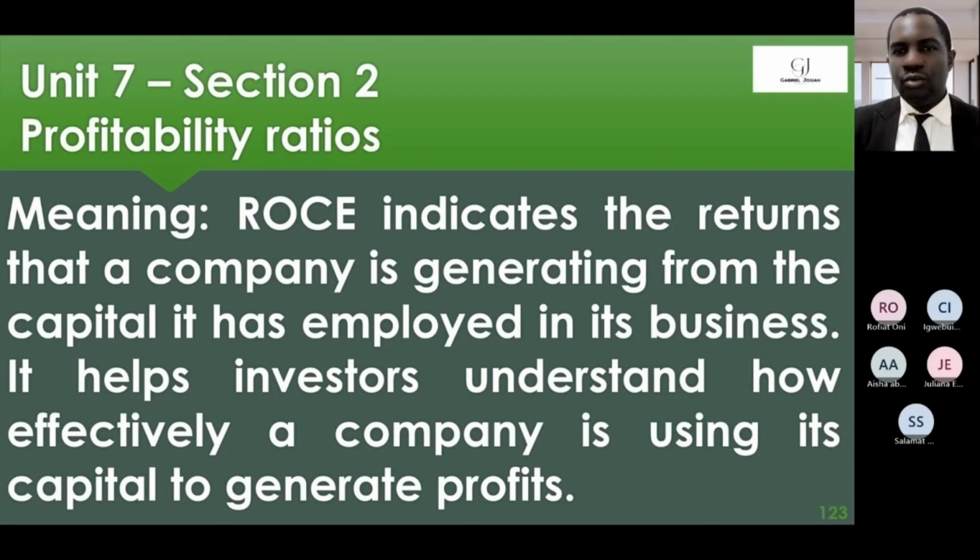Don't forget, you can include preference shares, and you cannot include deferred tax liability. Why are you not including them? Because they are not debts. Preference is a special arrangement for special purposes. That's why it's called preference.